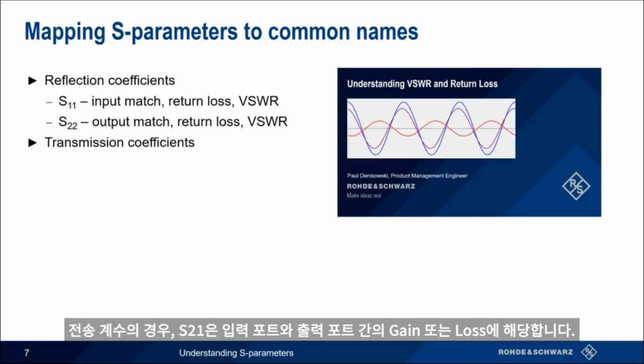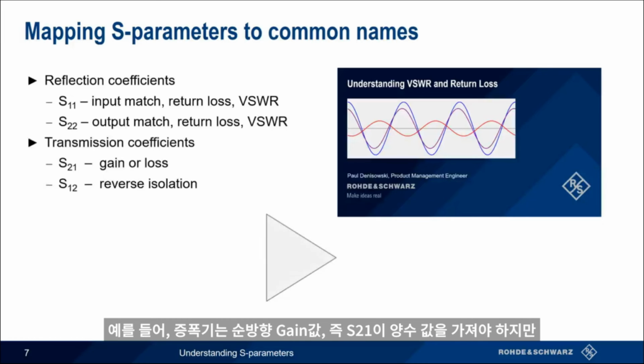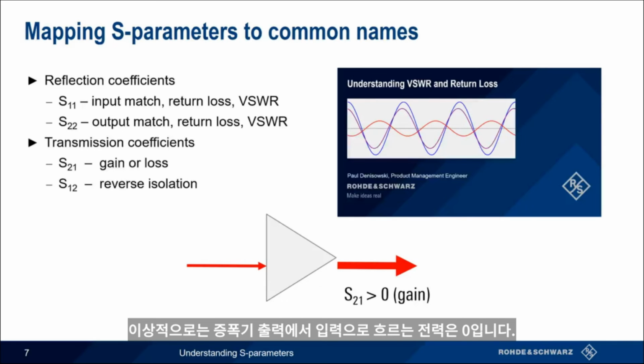For transmission coefficients, S21 corresponds to the amount of gain, or loss, between the input and output ports. S12 is a measure of reverse isolation, or how much power is flowing the wrong way through a device. For example, an amplifier should have gain in the forward direction, that is a positive value for S21, but ideally zero power flowing back from the amplifier output to the amplifier input.